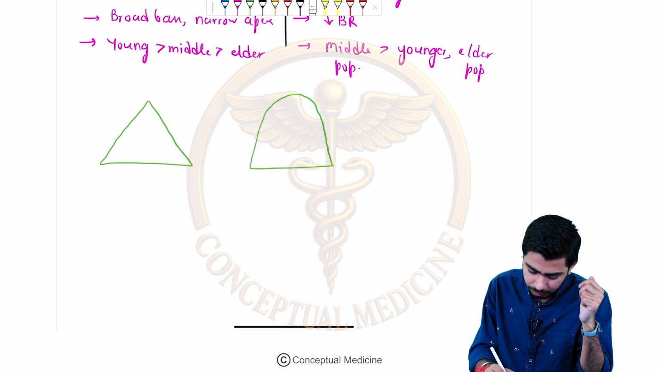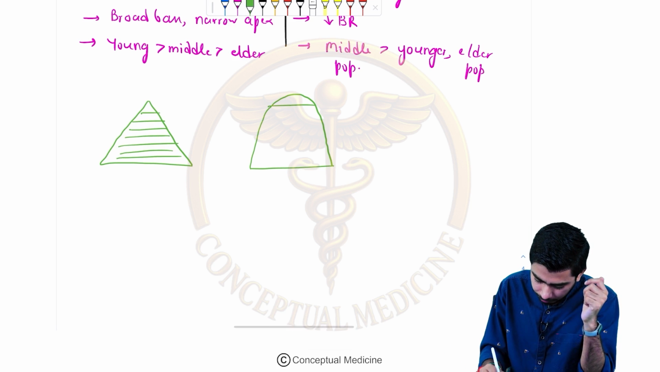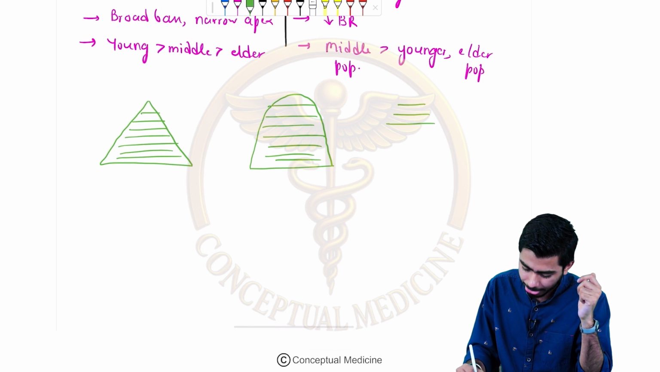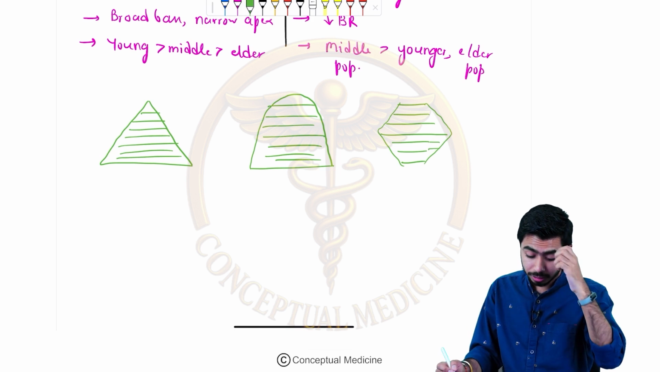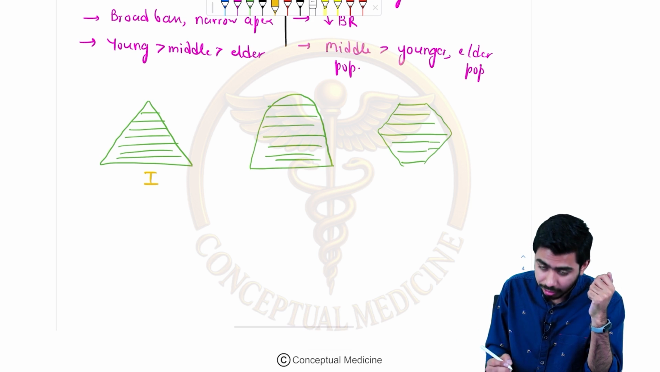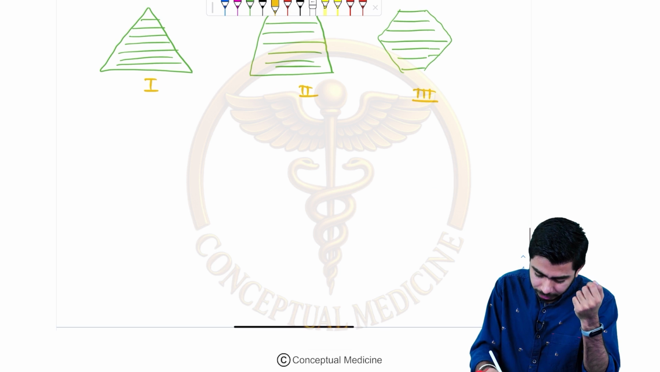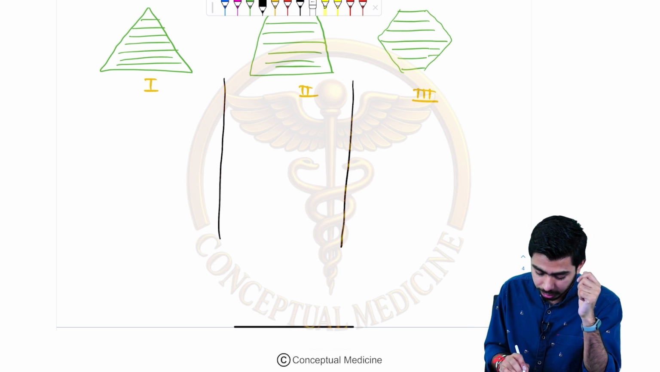And one more age pyramid I'm drawing over here. The population will be like this, obviously, right? And this pyramid is like this. Okay, I mean like this, isn't it? So again, guys, this is category 1, this is category 2, and this is category 3 over here. Let me differentiate some important salient features between these three age pyramids, right?